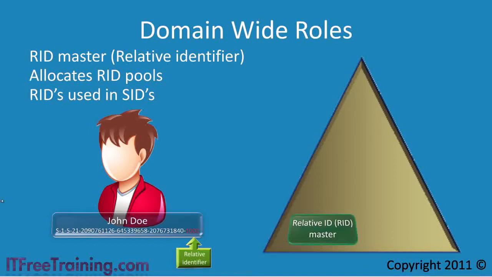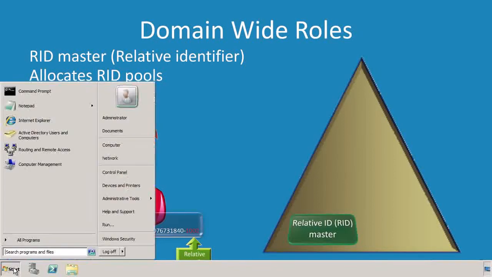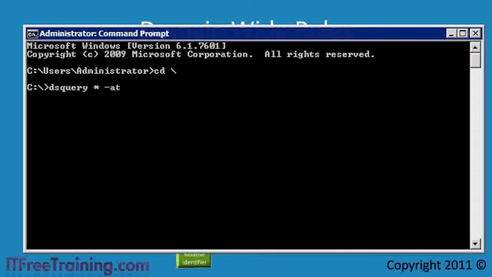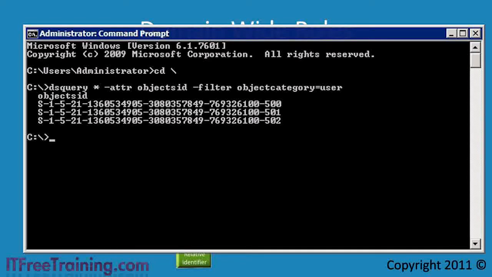To demonstrate how the RID forms part of a SID, I will open a command prompt on my domain controller. From the command prompt, I will run a query that will show all the user SIDs in my domain. Since this is a new domain, there aren't too many users created as yet. Notice that all the SIDs listed here have a number appended on the end, starting with 500. This is the relative ID. The relative ID is a sequence of numbers that is allocated by the RID master.